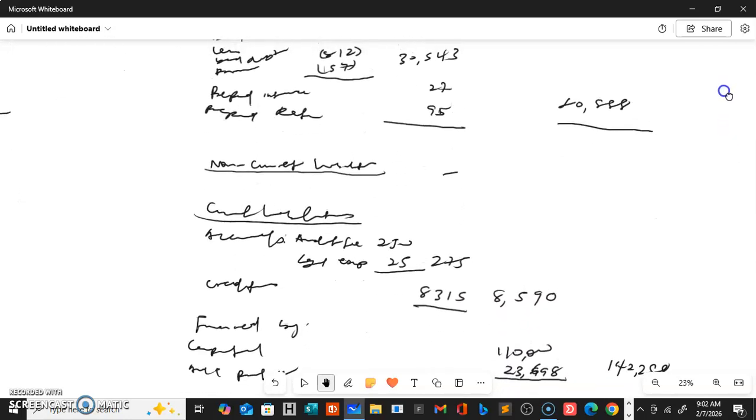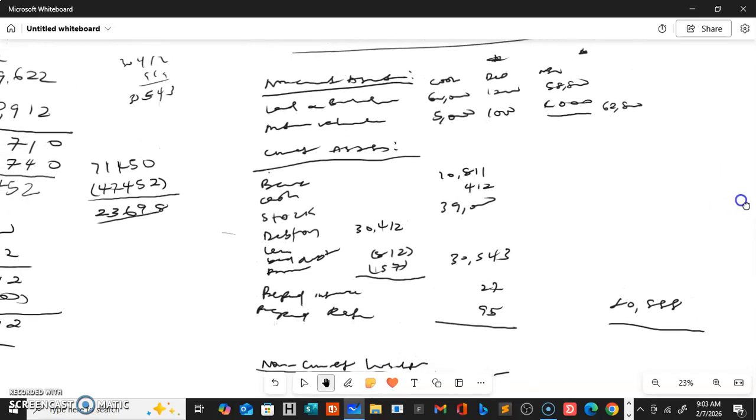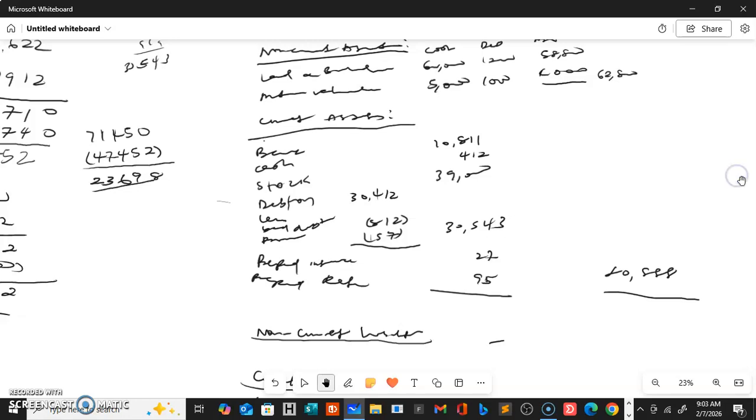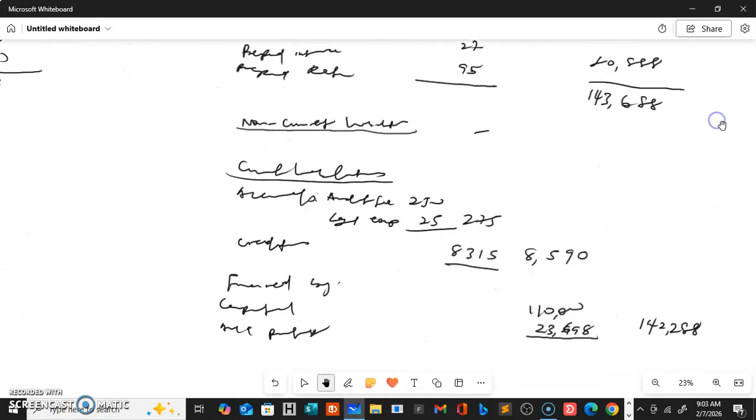So something is wrong somewhere, okay? 143688. So we must have made a mistake in our calculation. The difference between this and this, 143688 minus 142288, is 1400. We have 1400 difference. What could have gone wrong?